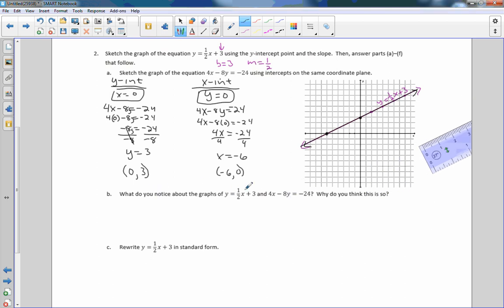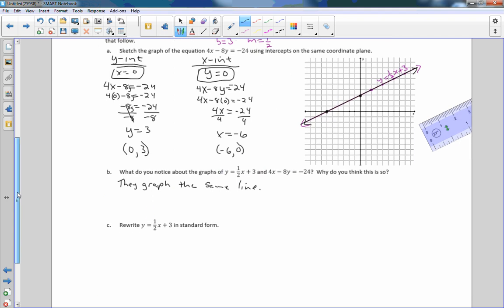B says, what do you notice about the graphs of y equals 1/2 x plus 3 and 4x minus 8y equals negative 24? Well, they graph the same line. The line that was graphed for both of them are coinciding lines. And this point 0, 3 makes both equations true, and the point -6, 0 makes both equations true. So basically these two equations are the same.